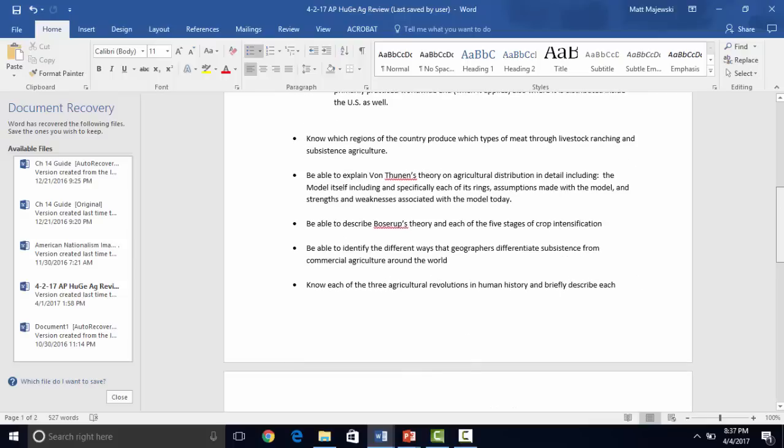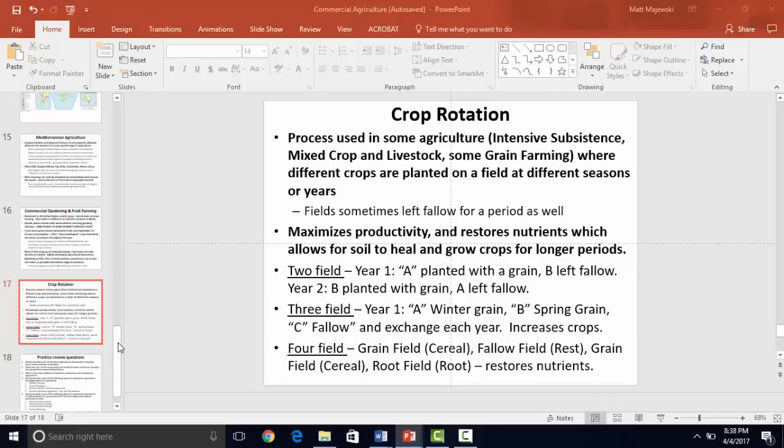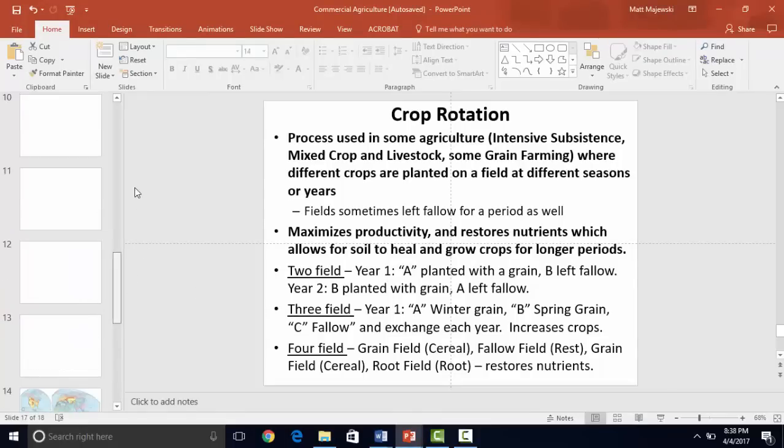All right. Know which regions of the country produce which types of meat through livestock ranching and subsistence agriculture. I actually think that that should be regions of the world. And so what we would do is we would go to our commercial agriculture slides. We would give them a second, hopefully, to refresh. Good Lord.